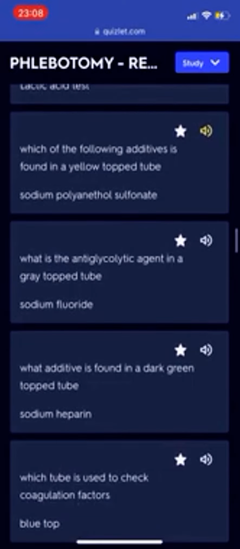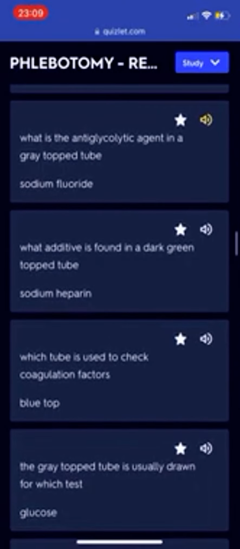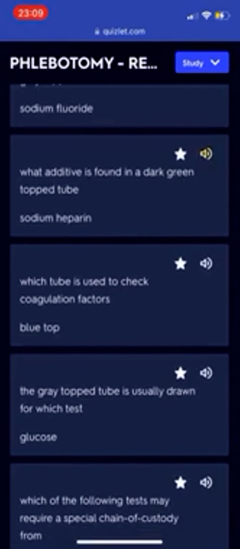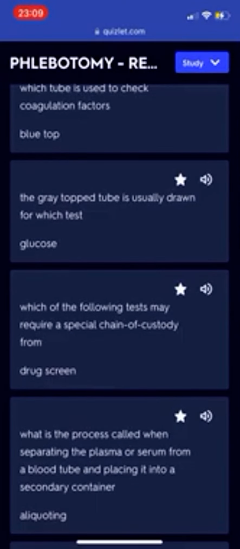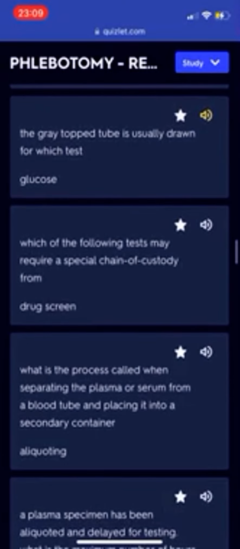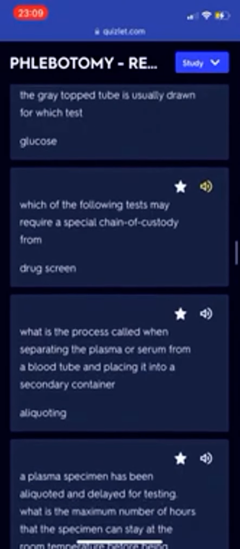Sodium polymethyl sulfamate. What is the antiglycolytic agent in a gray top tube? Sodium fluoride. What additive is found in a dark green top tube? Sodium heparin. Which tube is used to check coagulation factors? Blue top. The gray top tube is usually drawn for which test? Glucose. Which of the following tests may require a special chain of custody form?